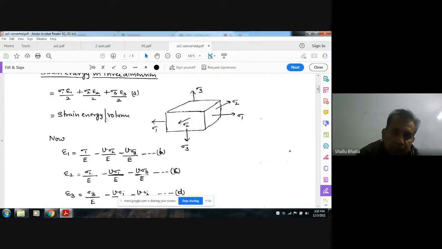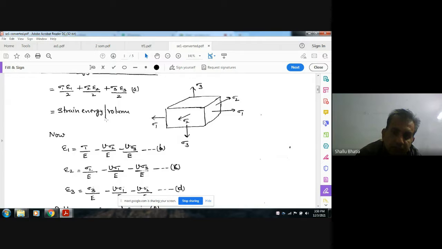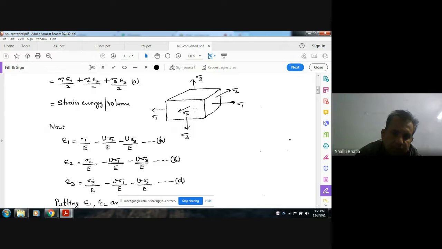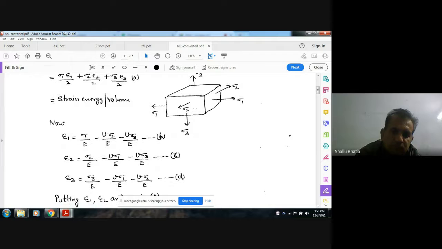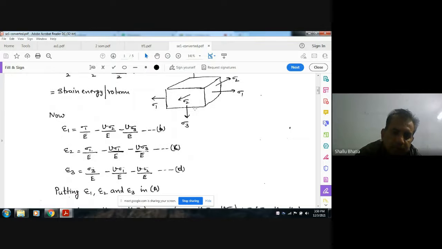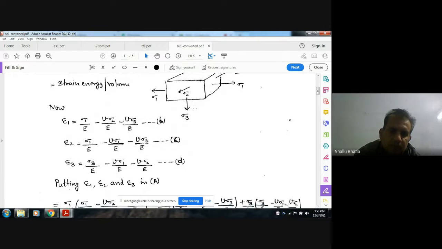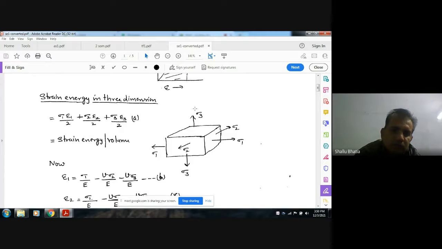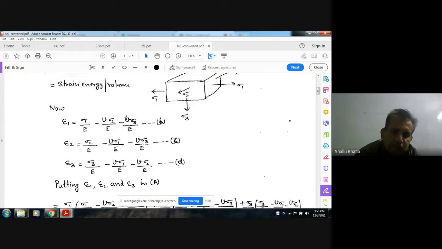Now we can calculate epsilon 1. Epsilon 1 is nothing but sigma 1 by E minus mu sigma 2 by E minus mu sigma 3 by E. Similarly, epsilon 2 is sigma 2 by E minus mu sigma 1 by E minus mu sigma 3 by E. Similarly, epsilon 3 is sigma 3 by E minus mu sigma 1 by E minus mu sigma 2 by E. Now putting these values in this equation, we can find the strain energy in terms of Poisson ratio and stresses.